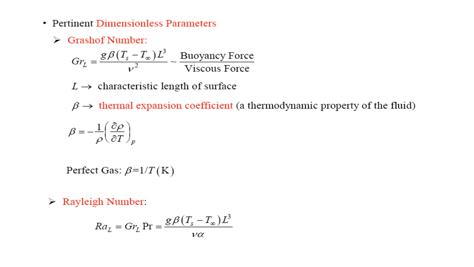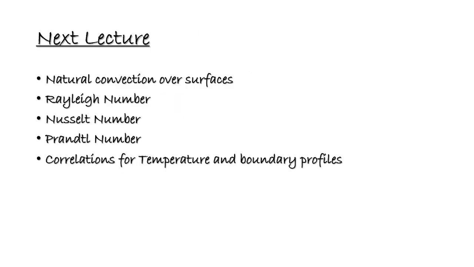So we'll stop here today. In the next lecture, we'll discuss natural convection over surfaces. We'll discuss the significance of Rayleigh number, Nusselt number, and Prandtl number. We'll also derive certain correlations for temperature and boundary layer profiles.